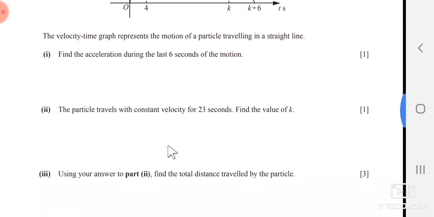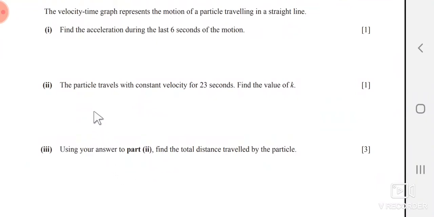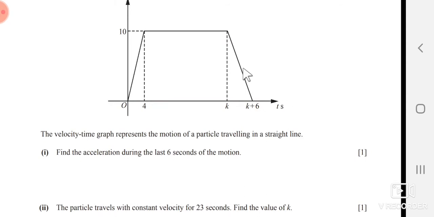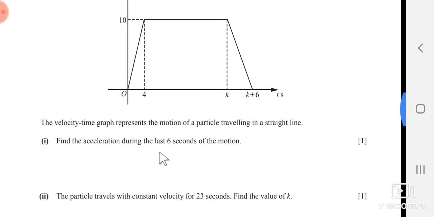Now same way I'm going for this. The particle travels with constant velocity for 23 seconds. Find the value of k. So my dear, from the sketch you see that this is the part where speed is not changing, it remains 10 meters per second. Okay, so here is 4 and just plus 23, you will get 27. So k's value is 27. So this way you can find the value of k for this part.